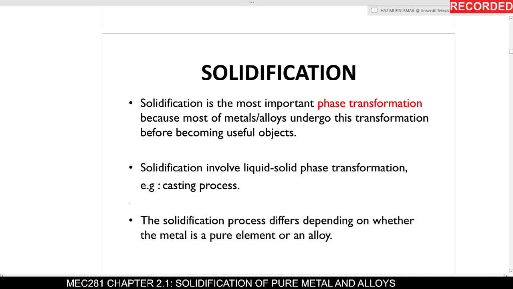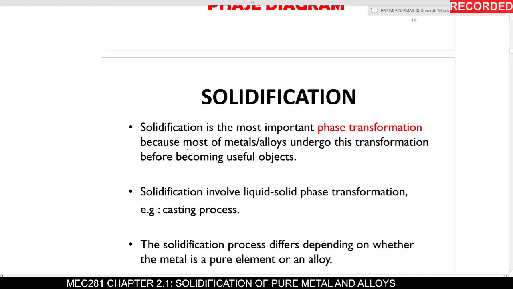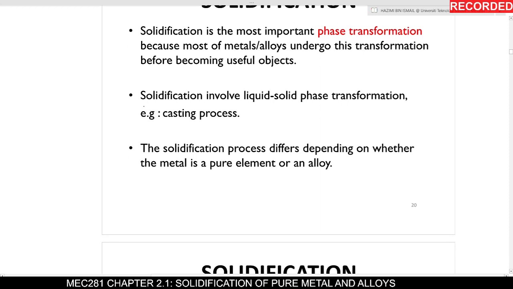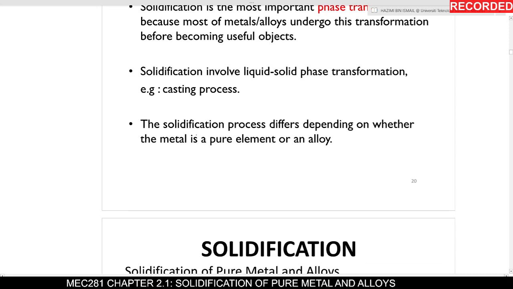Okay, to process, to change through phase transformation, most of the metal alloy undergo this transformation before becoming a useful object. So we learn about solidification, how it freezes to become solid. Okay, usually solidification involves liquid-solid phase transformation. Example, casting process. The solidification process differs depending on whether the metal is a pure element or an alloy. Right? Okay, it says the solidification process is different.